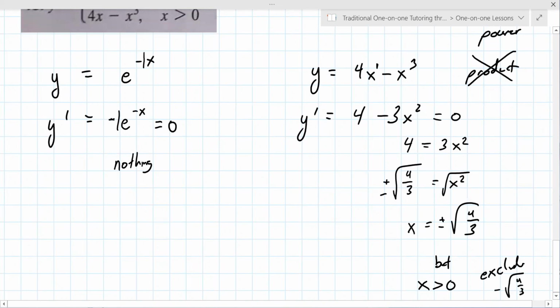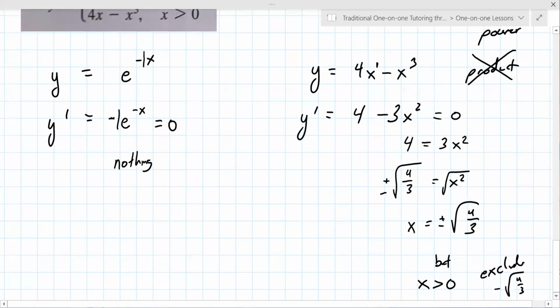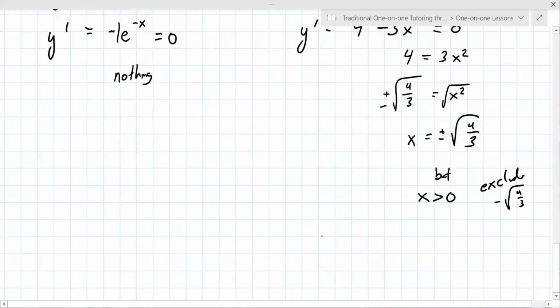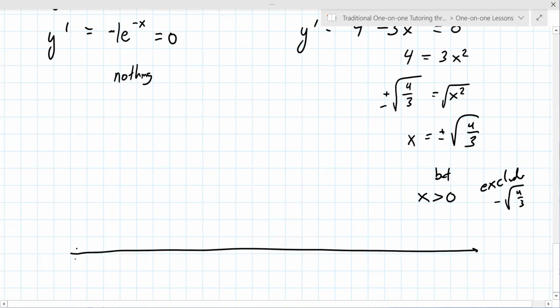Okay. And I think that's why this is here, because it's like, you've got to make sure you don't forget to exclude it. So now when you make your sign chart, it's out of the domain. That's right. Yeah. So now when you make your sign chart, what's kind of interesting here is that you do have to do it from -infinity to infinity.